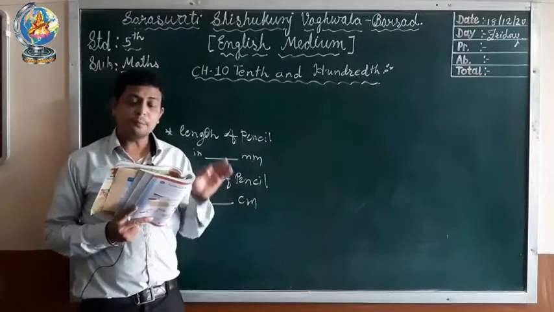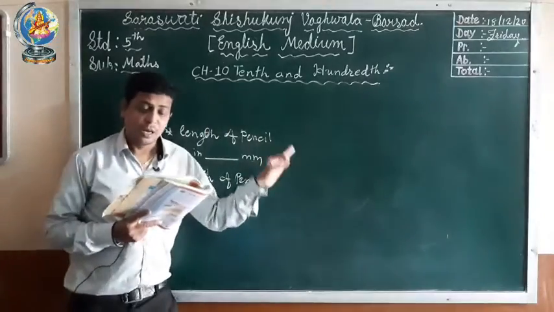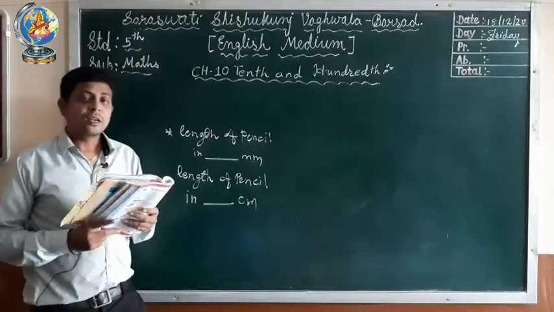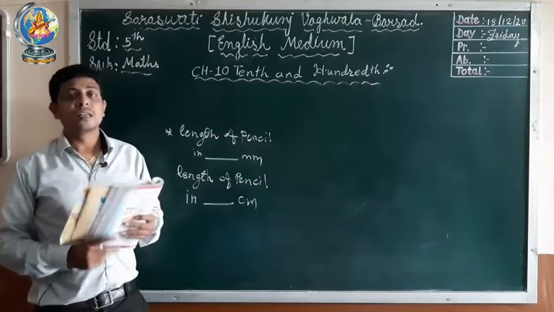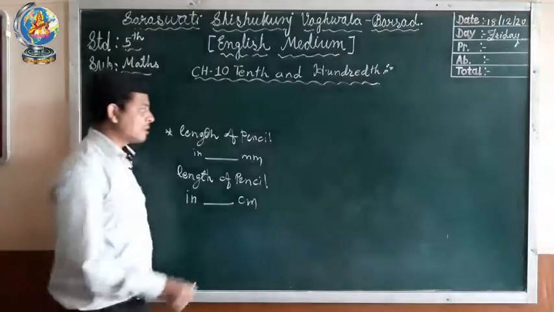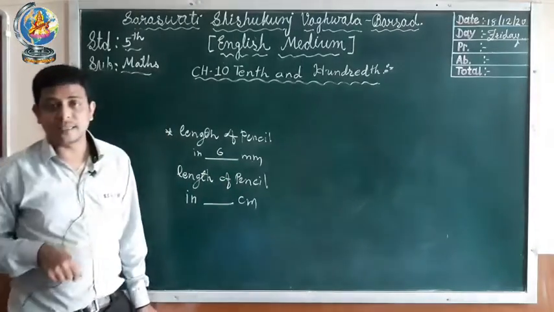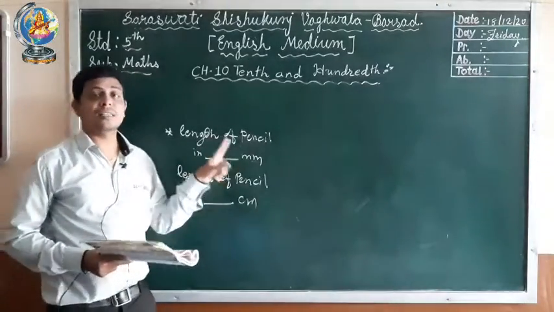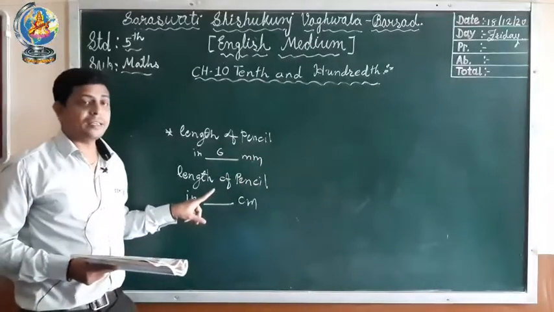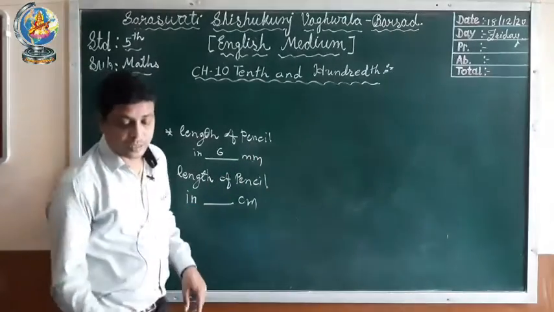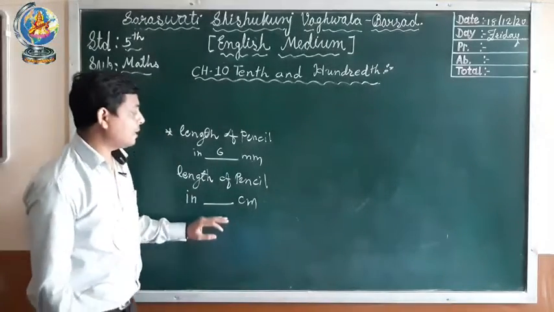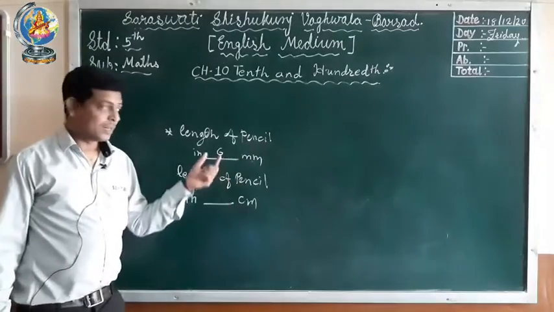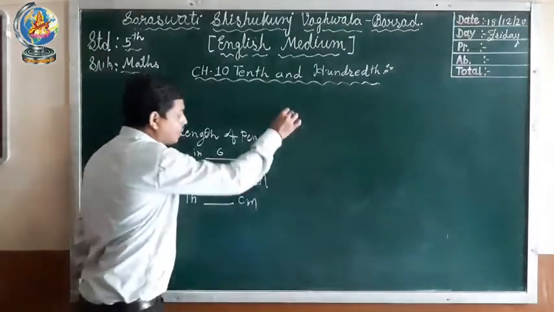So if you observe the pencil carefully in the picture, you will come to know the measurement of the pencil. So the measurement of the pencil is 6 mm. 6 lines are there. If you count, you will come to know there are 6 lines. So the length of the pencil is 6 mm. Now if we want to find out the length in centimeter, means we have to convert mm into centimeter.